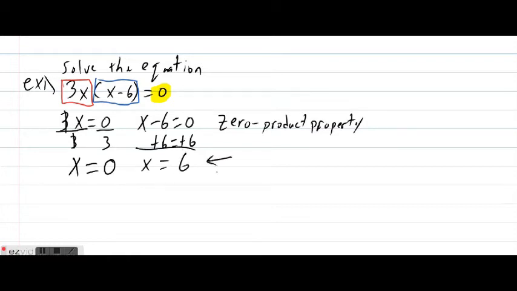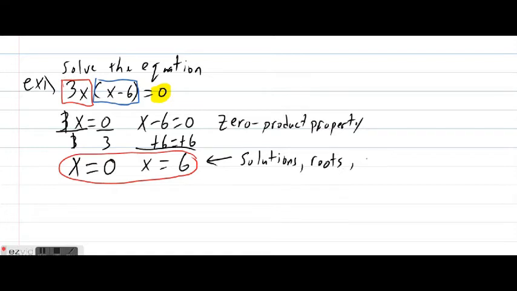Now there's a whole bunch of names for these things. There are so many different names for them. These things are called solutions, roots, and then later on you're going to see why they're called x-intercepts or even zeros. Later on, once we start graphing, these will make sense. We're not going to be graphing quite yet.